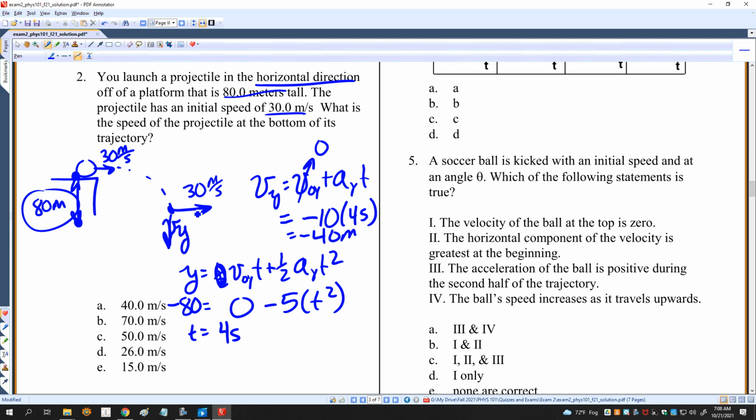Then at the bottom of my trajectory, I have 40 meters per second in this direction. Then the total velocity, which is in this direction, is going to be the square root of 30 squared plus 40 squared. And that's equal to 50 meters per second. Notice that's a 3, 4, 5 triangle. So 50 meters per second, or c.